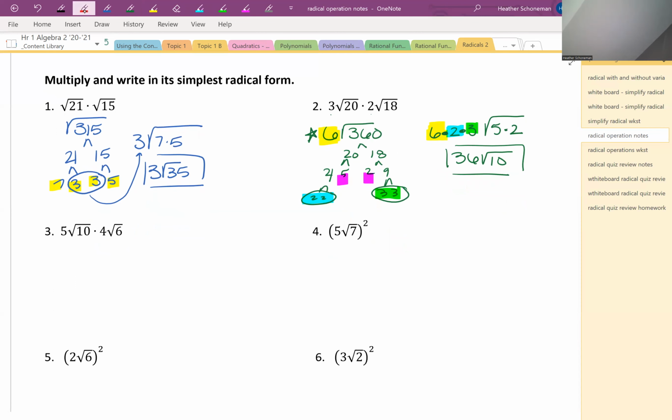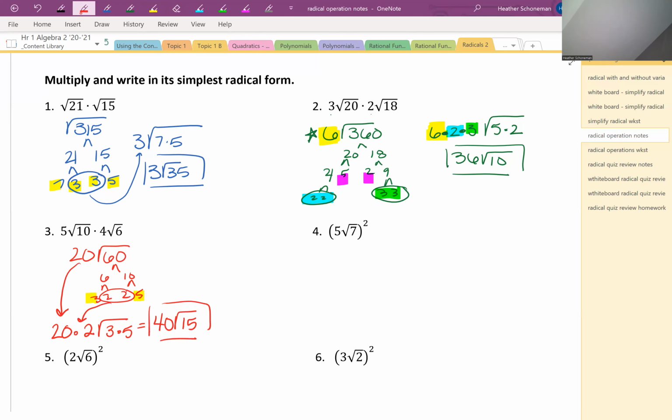Okay, let's try number 3 and repeat this process. So on this one, numbers outside, 5 times 4 would be 20. Inside we have 6 times 10, which would be 60. So 60 is 6 and 10, 2 and 5, 3 and 2. So this 20 is already outside. It stays outside. This pair comes outside. And anything that's at the end of the factor tree and is not paired up goes underneath. And that leaves us with 40 square root 15.